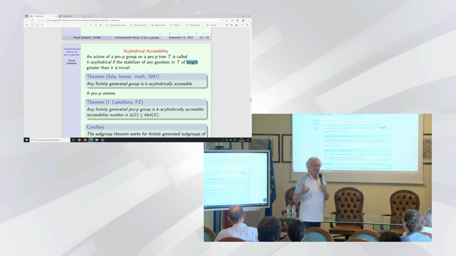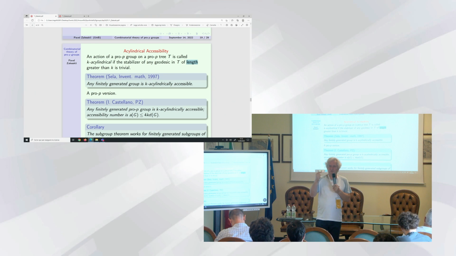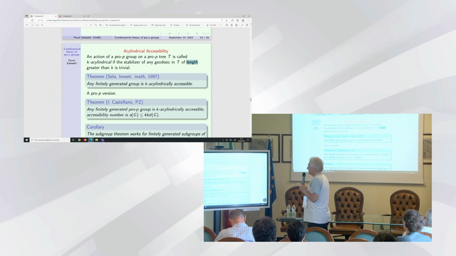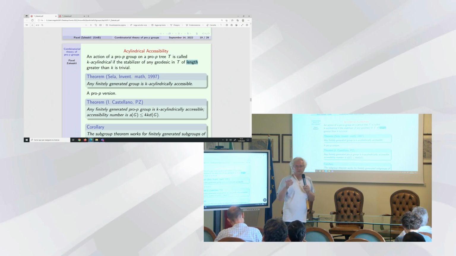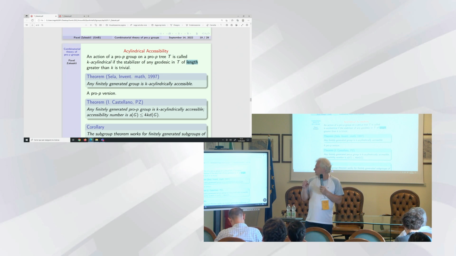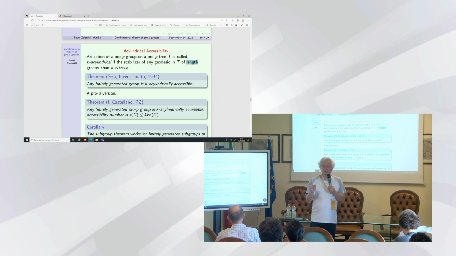Example: if we have a malnormal amalgamation, where a group is malnormal if it has trivial intersection with every conjugate of it, then it is one-acylindrical. Zero-acylindrical means that the stabilizers of edges are trivial. One-acylindrical means that the stabilizer of edges is malnormal. If you assume that it is malnormal in one factor and make no assumption on the second factor, it becomes two-acylindrical, and so on.